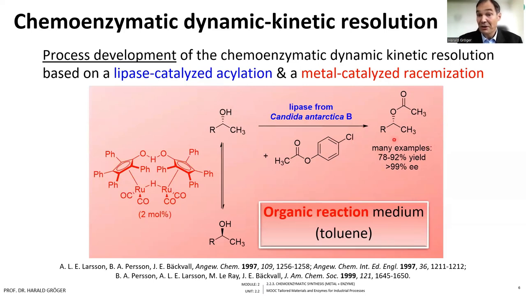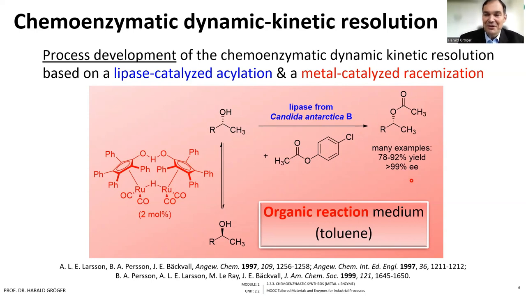And as you see, now the yields are much higher, up to 92% in these examples, and with excellent enantiomeric excess of more than 99% ee. And this has become a very efficient dynamic kinetic resolution process, and a very nice example for the high process efficiency also of combining enzymes and chemocatalysts in multi-step one-pot processes.